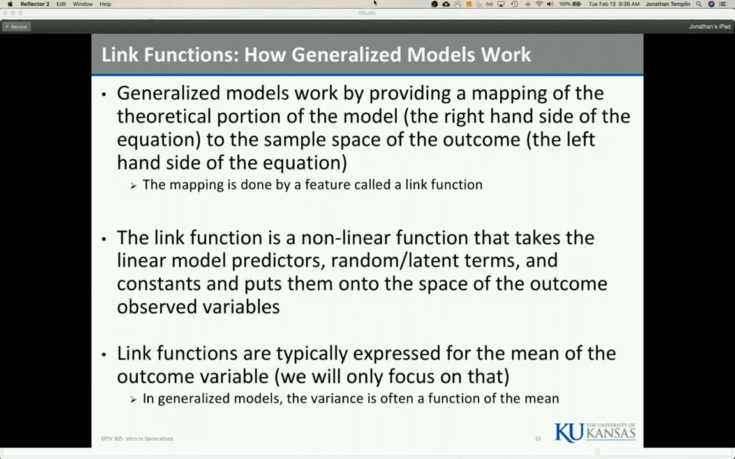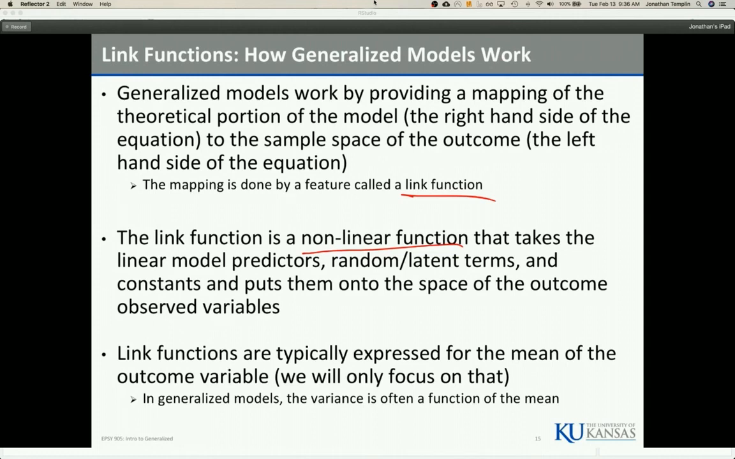over to the sample space of the outcome on the left-hand side, and that's where that link function comes in handy. Now, the link functions are often nonlinear functions, meaning that there's no straight line between the two. It's sort of a bendy or curvilinear type of line. Generally speaking, we end up using them when we have outcomes or sample spaces or really ranges of the mean that don't fit the whole number line, that don't have all the numbers that are possible.